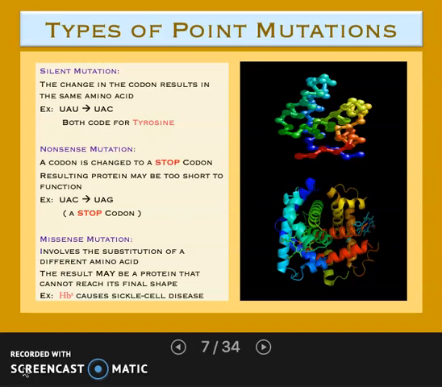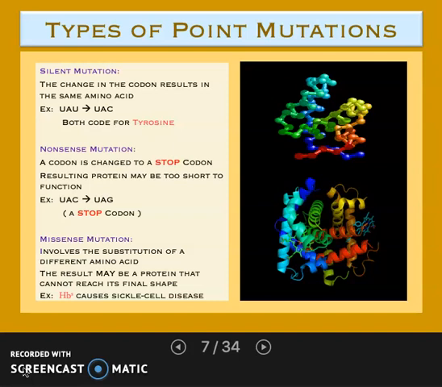Last but not least is the missense mutation. And in the missense mutation, I have an actual change. So a single nucleotide change can end up with a change in amino acids. And of course, that changes the shape of the protein and it changes its function, usually for the worse. And an example of that is sickle cell anemia, which affects the protein called hemoglobin.